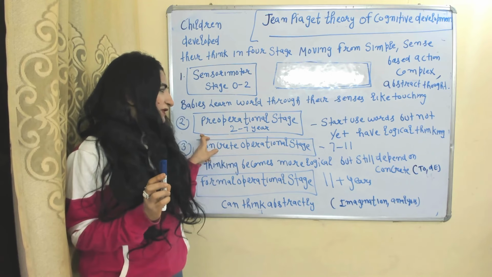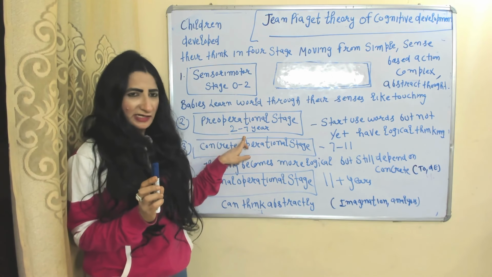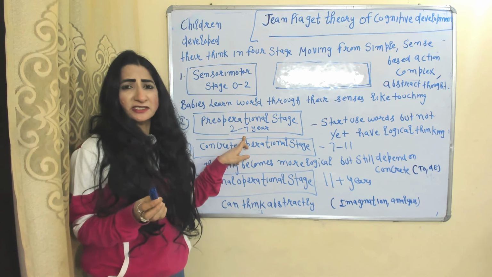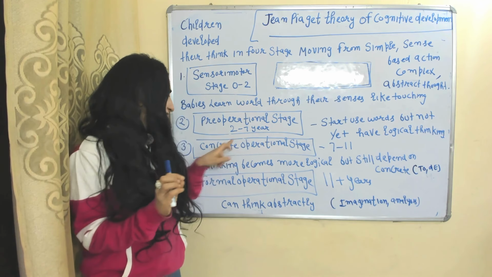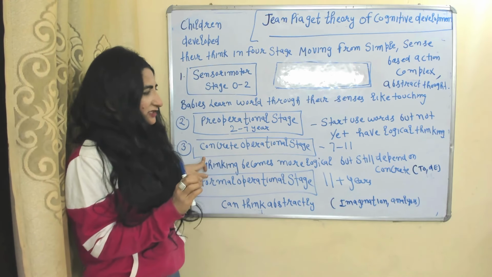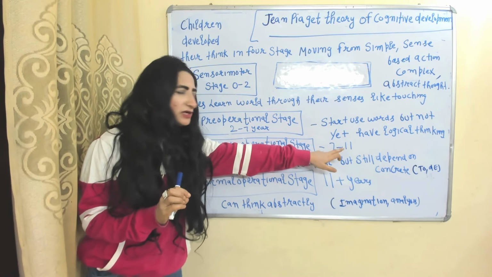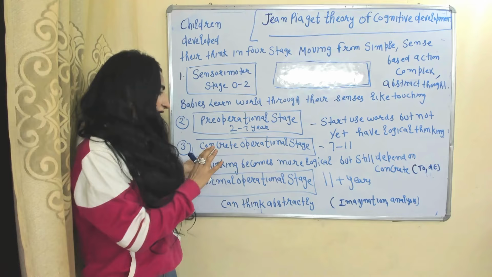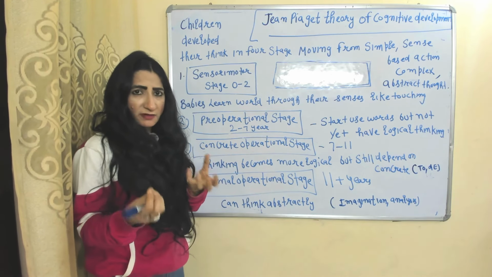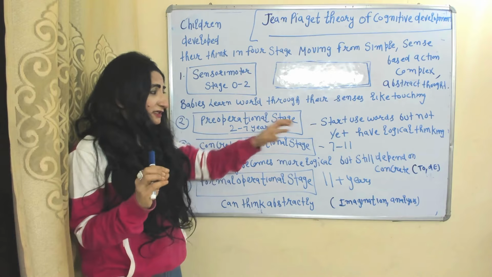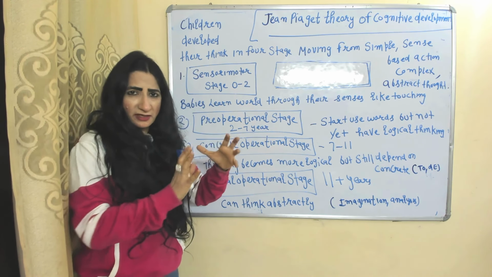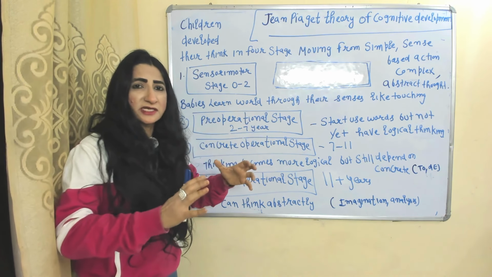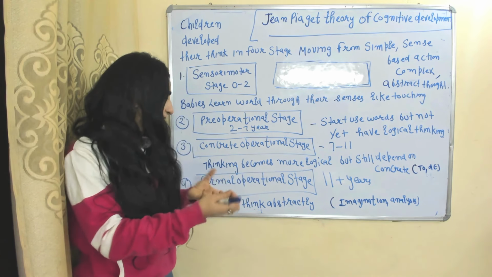Next is the pre-operational stage, from 2 to 7 years. Here children start using words, but still they don't have logical thinking. Concrete operational stage, this stage belongs to children of 7 to 11 years. Here the thinking of children becomes more logical, but still depends on the concrete. That means they think based on their direct experiences, based on tangible objects which they directly observe.